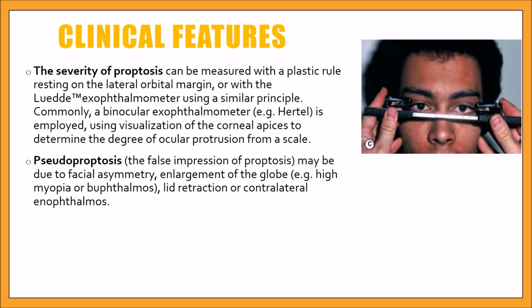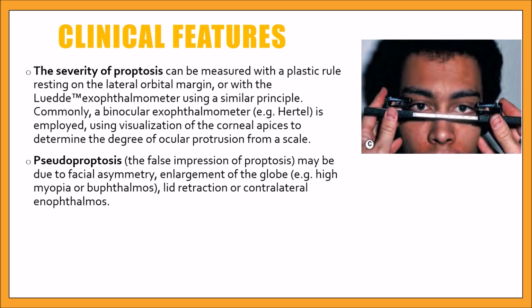The severity of proptosis can be measured with a plastic ruler resting on the lateral orbital margin, or with a Luedde exophthalmometer using a similar principle. Commonly, a binocular exophthalmometer, for example Hertel's, as shown in the picture, is employed, using visualization of the corneal apices to determine the degree of ocular protrusion from a scale. Measurement can be taken both relaxed and with the Valsalva maneuver.